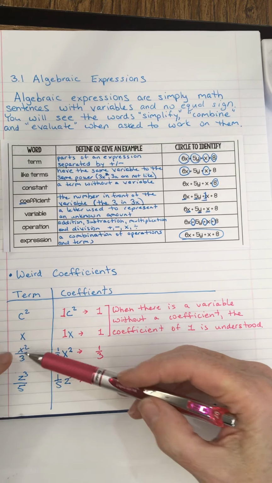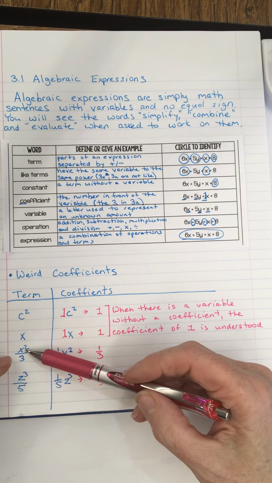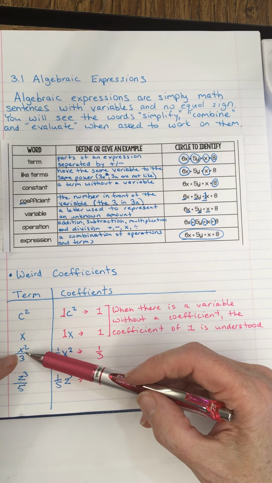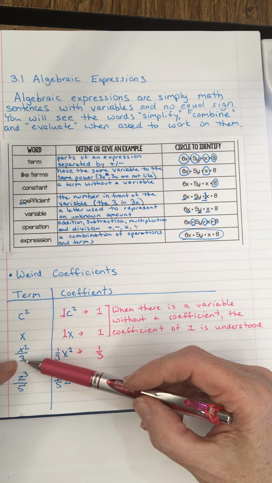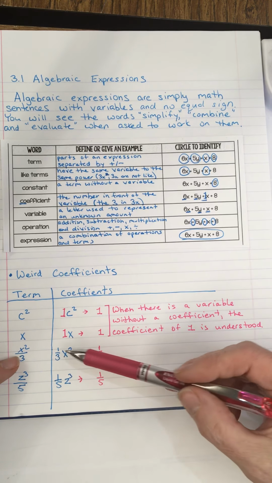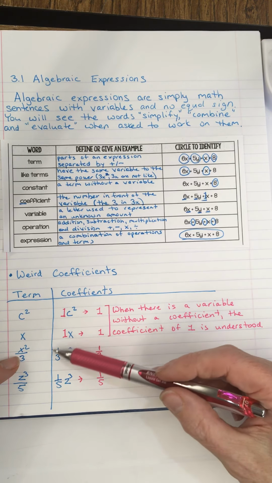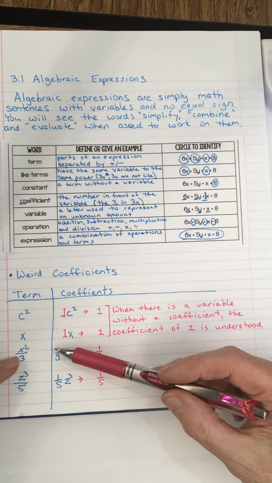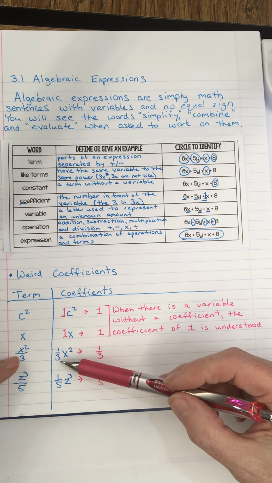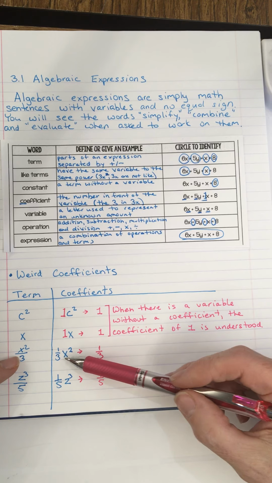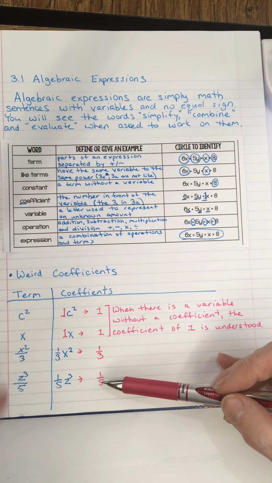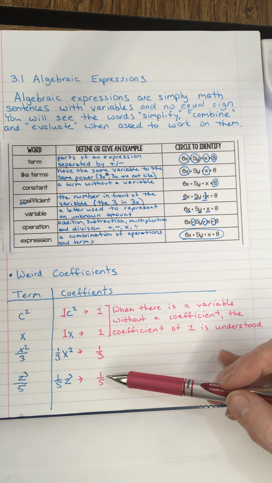Okay, so notice that the pattern here is that when you are dividing the variable by a number, you pull that number out, put a 1 over it, and you are basically multiplying it by the reciprocal, okay? And so those are your coefficients for those weird coefficients.